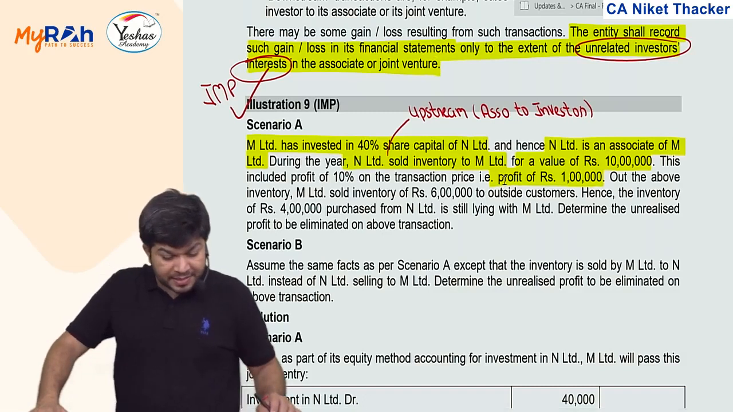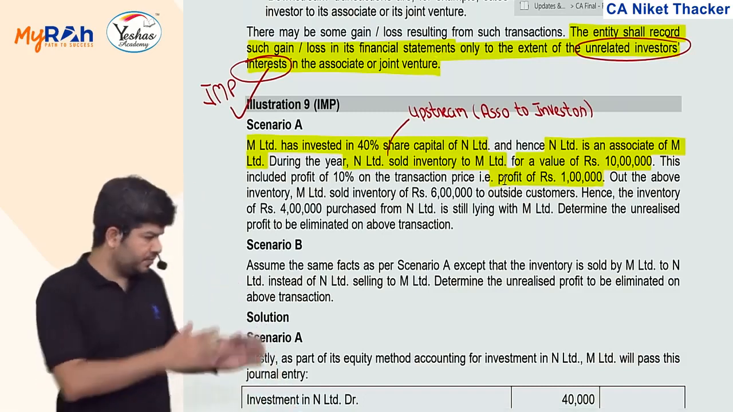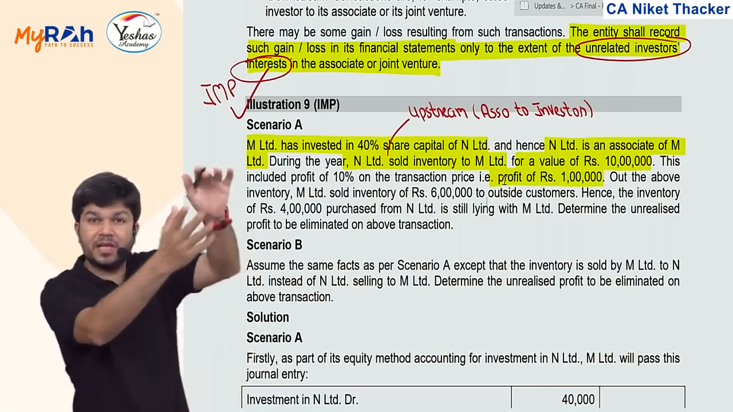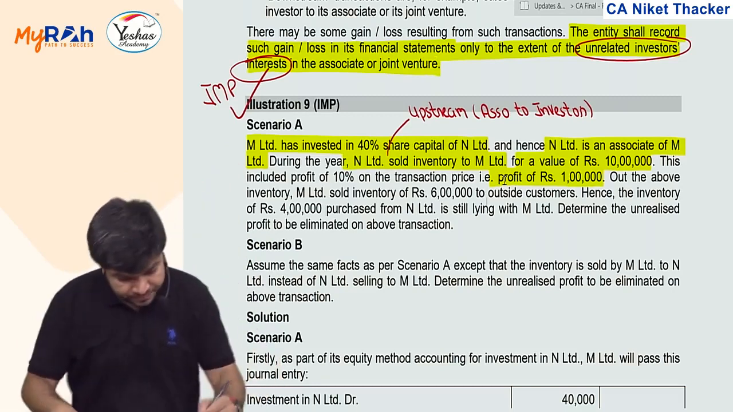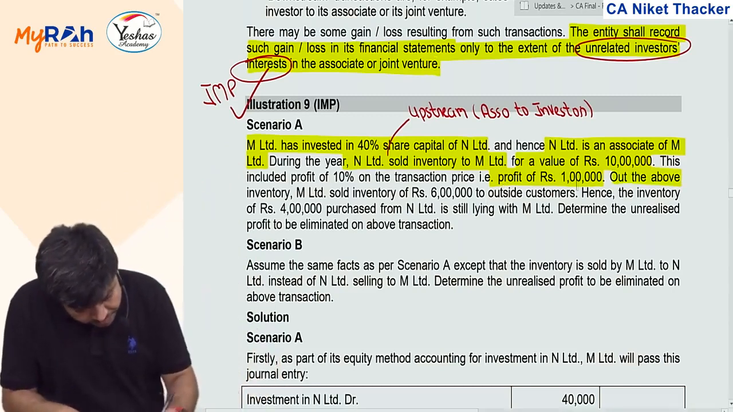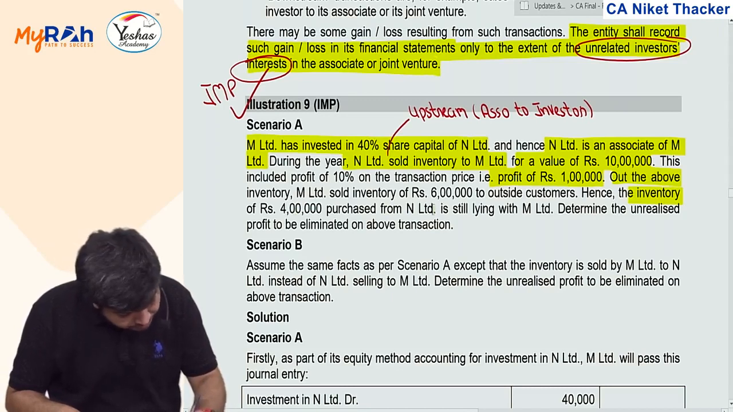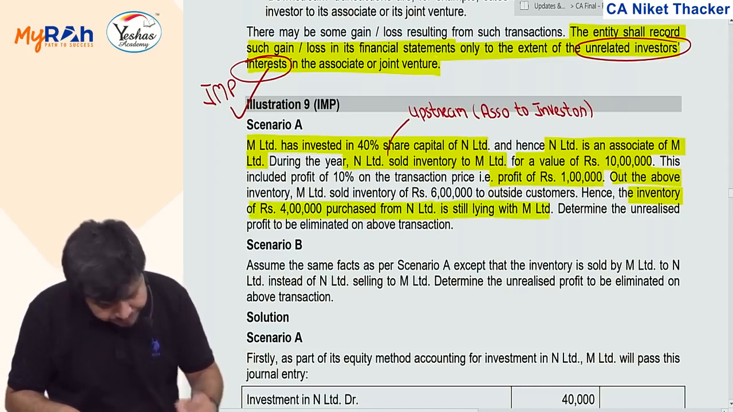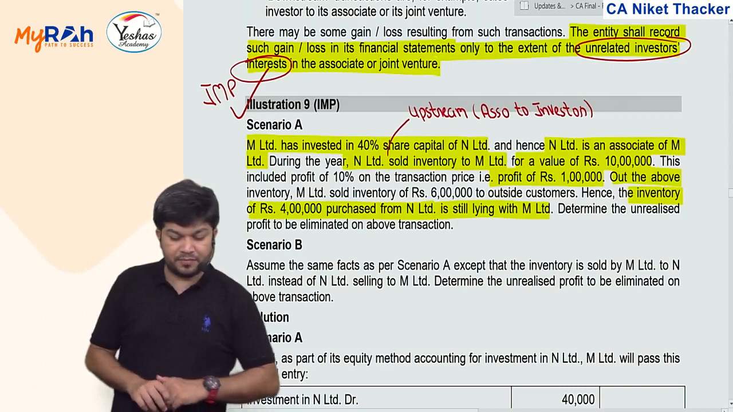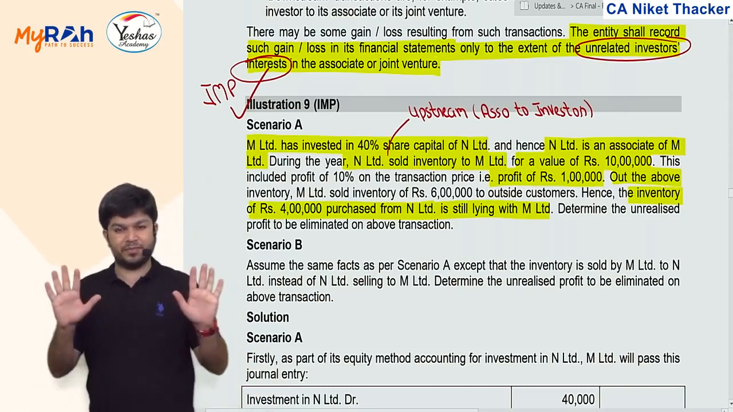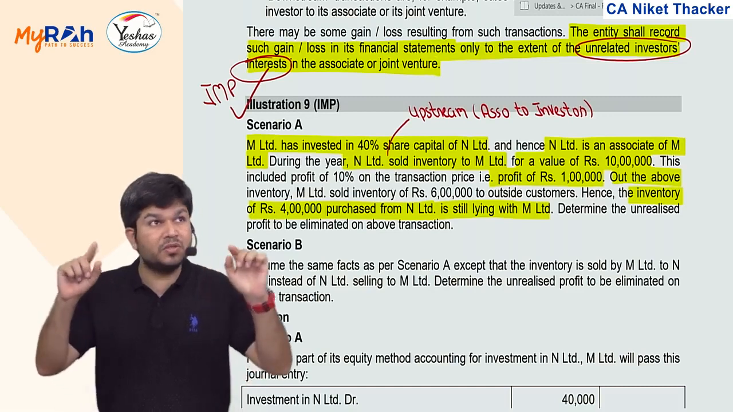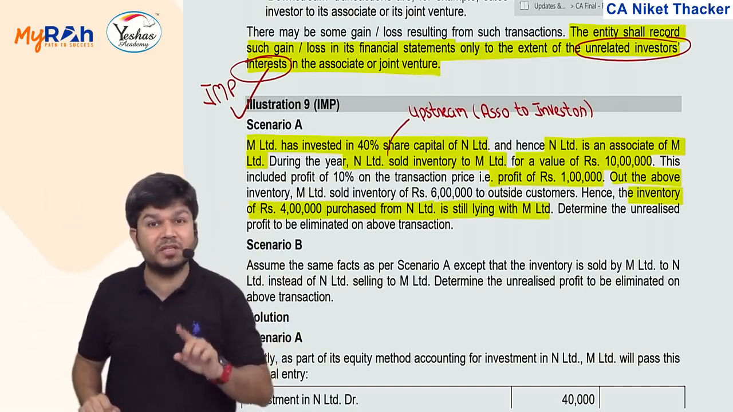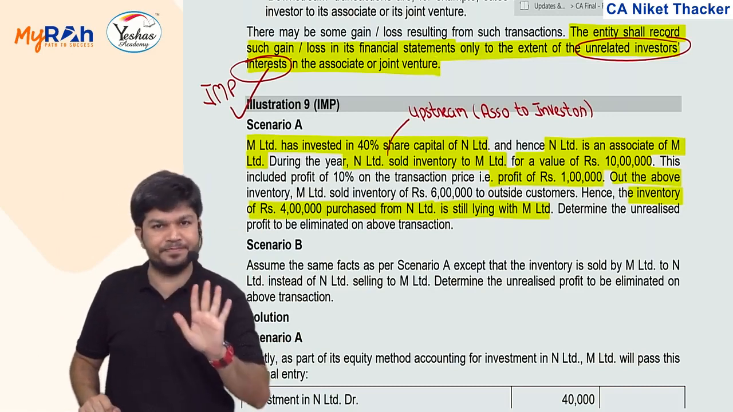Now, out of the inventory, M sold 6 lakh to outsiders. You sold me 10, and out of 10, 6 are sold to others. Out of the above, inventory of 4 lakh is still lying with M. Okay, first of all, the associate has sold to the investor, and the associate earned a profit of 1 lakh. That is fine.